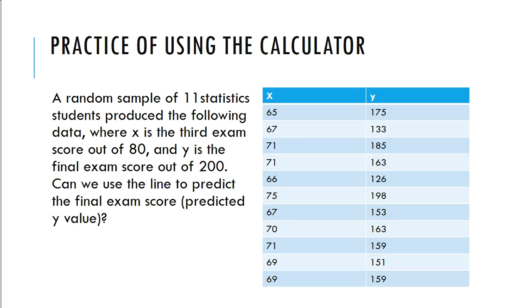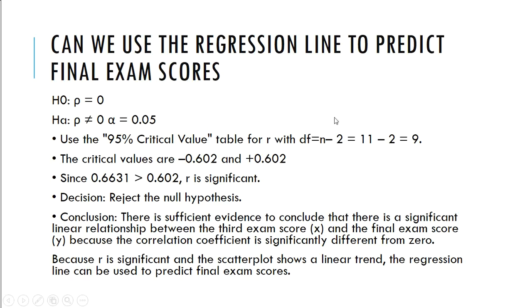So here again is our testing data. We found all this. What I'm going to do now is use my hypotheses to predict if I can use this regression line to predict my final exam scores. The null hypothesis is rho equals 0, and the alternative hypothesis is rho does not equal 0. These are always and forever the same. They'll never change. If you can memorize or write these two down and know where to look, you're good.